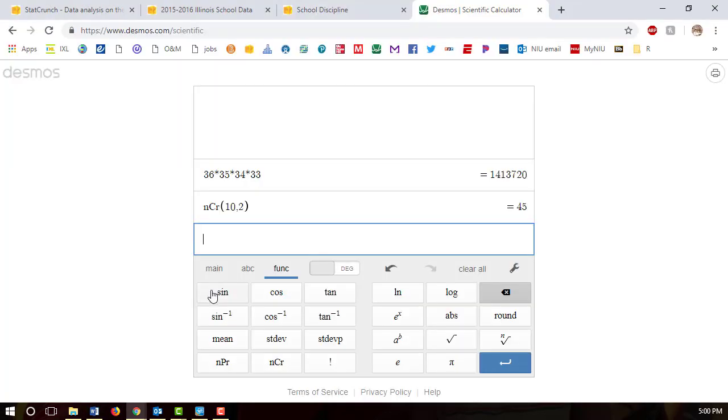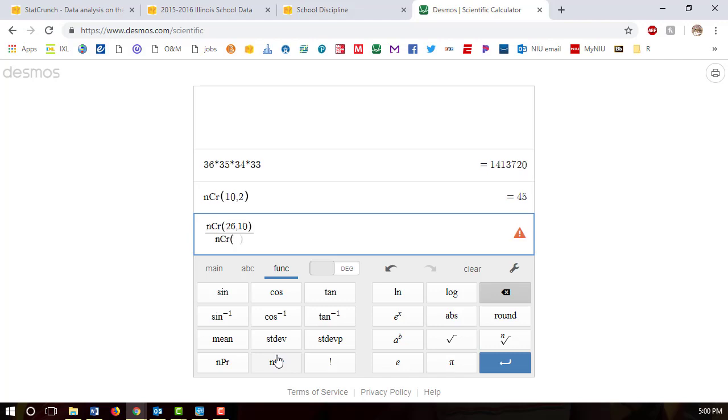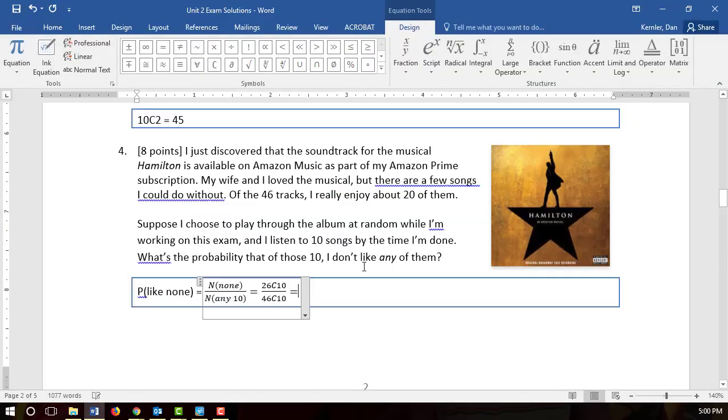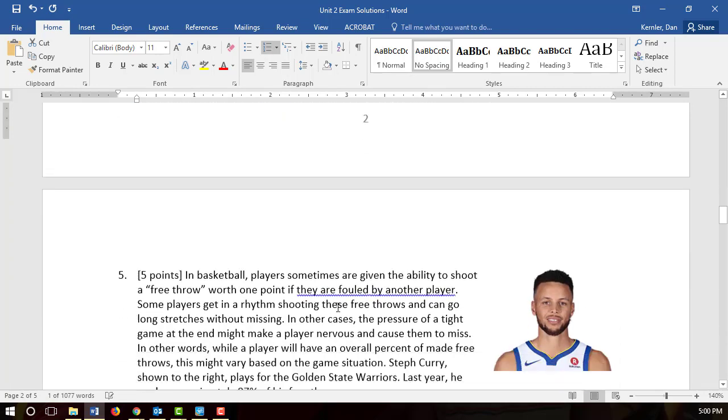All right, so let's do that. Let's do nCr 26, 10. I want to not like 10, and then divide by nCr 46, 10. So that's about 0.0013. So that's pretty unlikely that if I play 10 songs that I won't like any of them. I mean, I like 20 out of the 46. I'm bound to get a couple that I like, right? So that'd be pretty unusual if that happened.